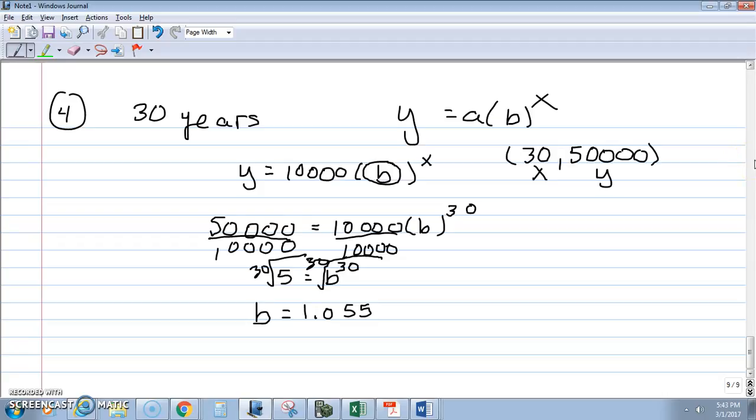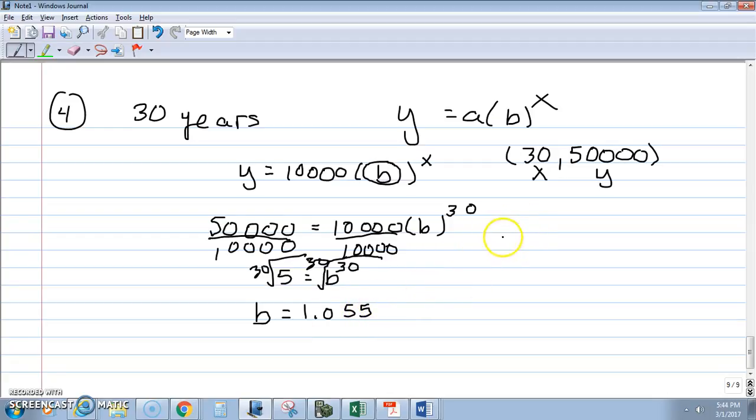Okay, I'm back, but you might want to pause it and take a look at this. I just divided by 10,000 and then took the 30th root. That's the math button and number 5. What I ended up getting is approximately 1.055. But the question is asking, what is that percentage?